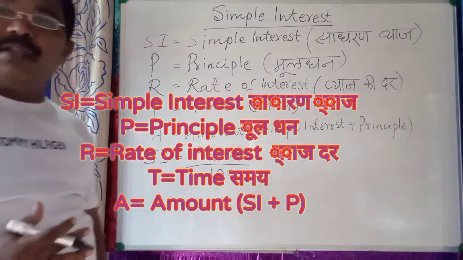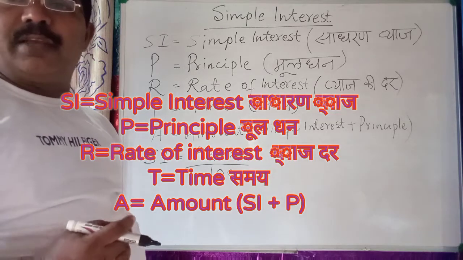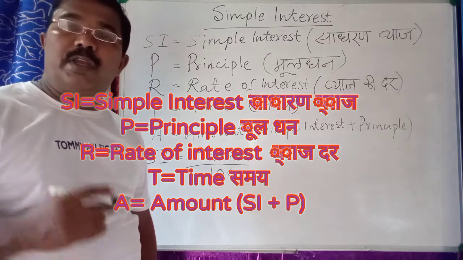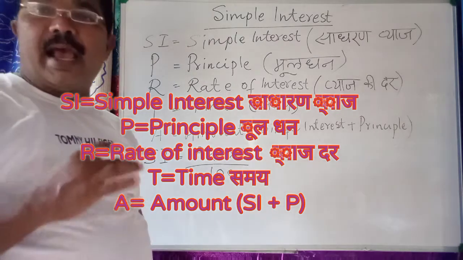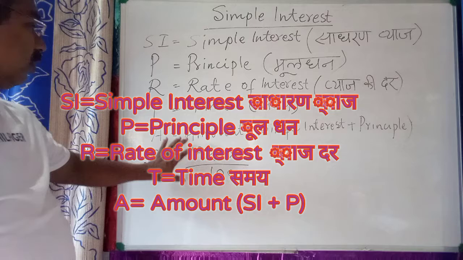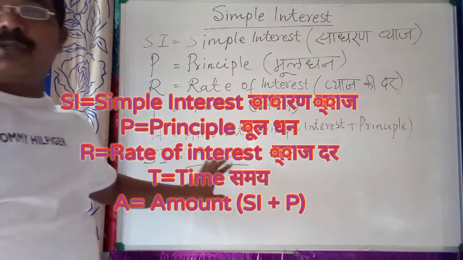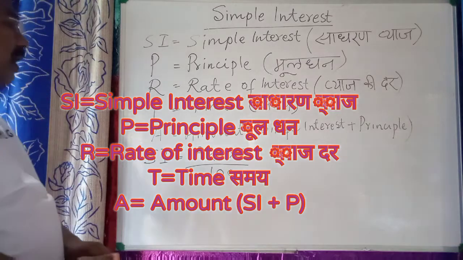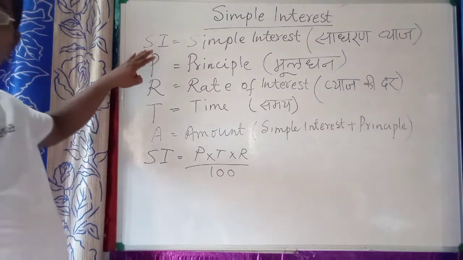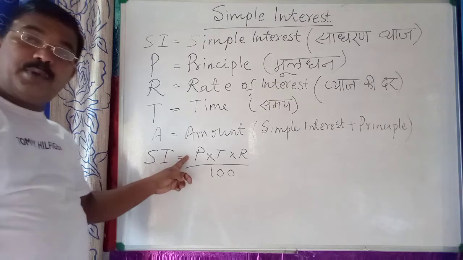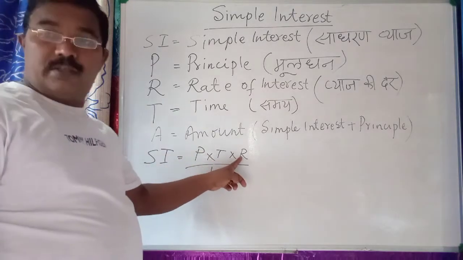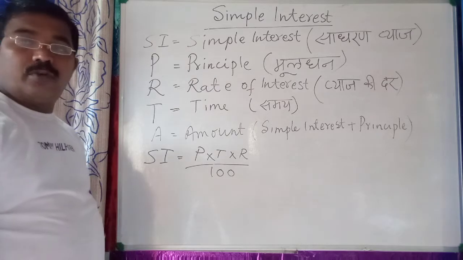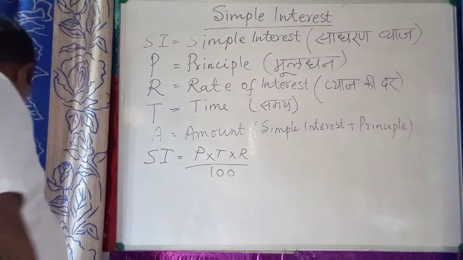I know I cannot complete this class within a short period of time because the topic is too long. First of all, we learn the simple questions and depending on this equation, simple interest is equal to P into T into R by 100. Now, I explained here what is SI, what is P, what is T and what is R. And in this way, we can find the simple interest of an amount of money.